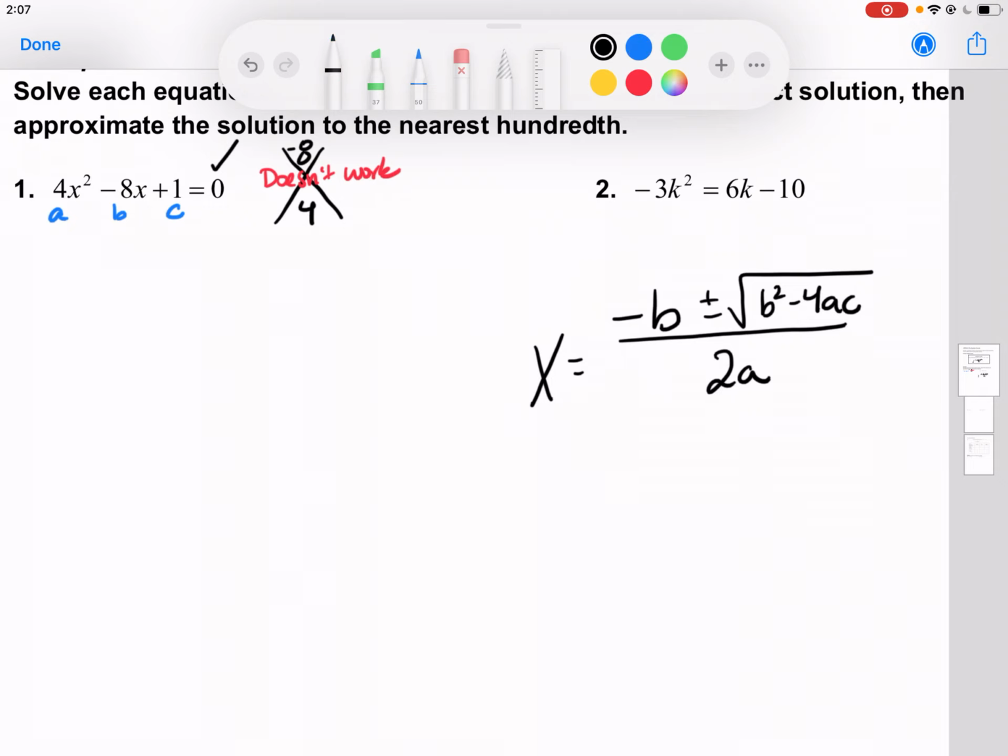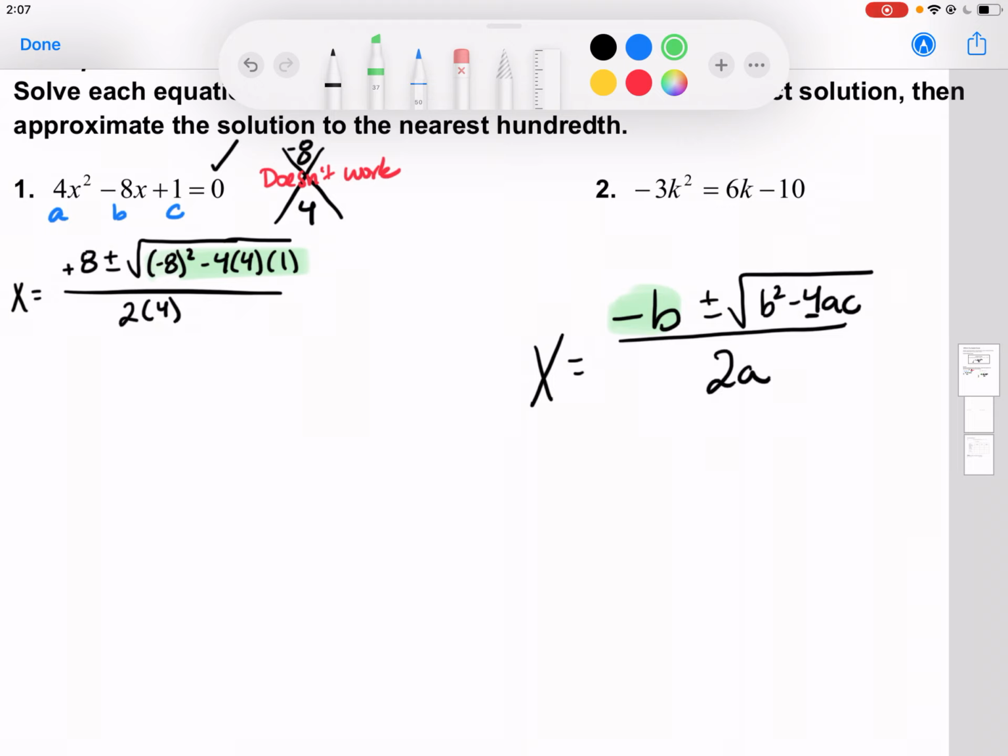And then you start putting it into the formula. So we've got x equals, now negative b means to do the opposite of b. So I'm going to do positive 8 plus or minus the square root of negative 8 squared. Notice I put that in parentheses. Minus, and then you do 4 times our a, so 4 times 4 times our c, which is 1. All of that's going to be over 2 times the a, so 2 times 4.